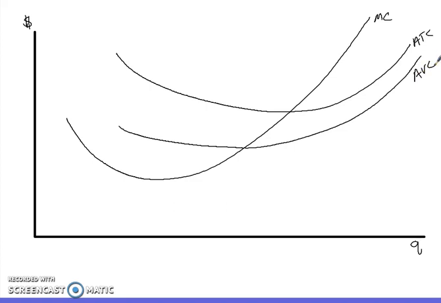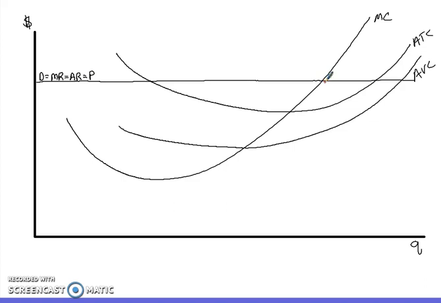Now, the thing that we're going to add to this is the demand curve. And we know the demand curve is going to be perfectly elastic. So here comes my demand curve, and I'll try to draw this straight. So there's my demand curve. And keep in mind that demand curve is a lot of things. It's the demand curve, it's the marginal revenue curve, it's the average revenue curve, and it's the price all at the same time.